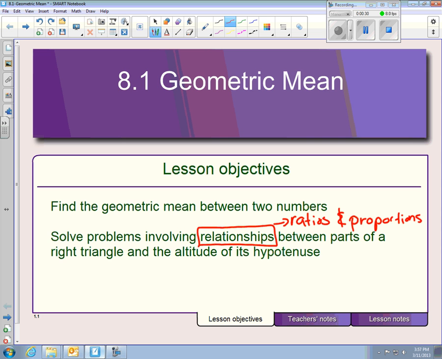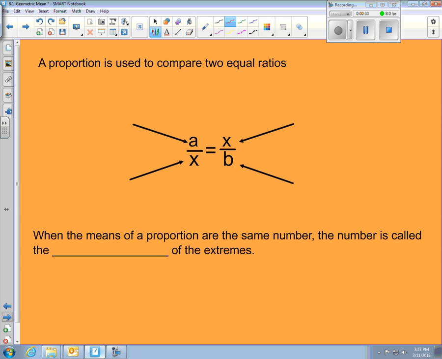So keep those in mind, which is going to bring us here to our first one. A proportion is used when comparing two ratios, two equal ratios. And looking here at this problem setup, we're going to label a few of these things. We're going to call this an extreme, and x is a mean. So the other x is going to also be a mean, and b is also going to be an extreme. When we say mean, that mean is going to represent our altitude.